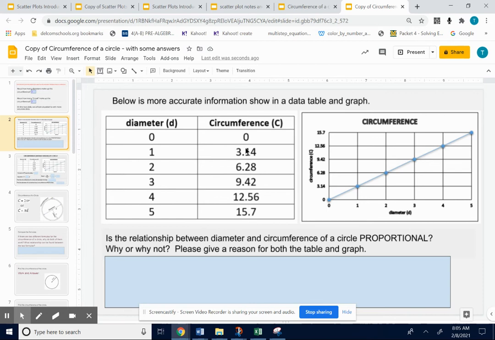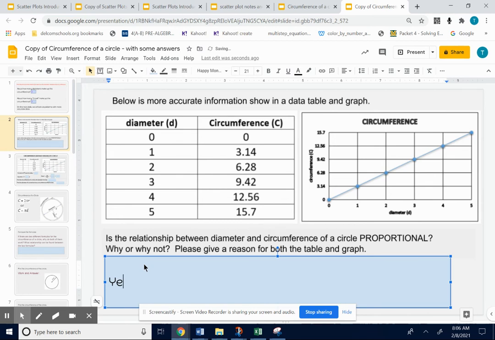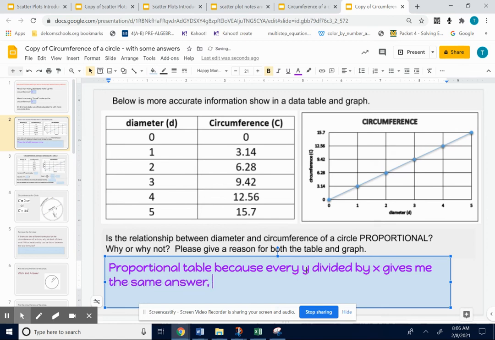This is proportional because in the data table, if you took 3.14 divided by 1, you get 3.14. If you take 6.28 divided by 2, you get 3.14. If you take 9.42 divided by 3, you get 3.14. And for the other two as well. So yes, proportional. I'm going to put proportional table because every, I'm going to use y divided by x instead of c divided by d because you're used to that. Because every y divided by x gives me the same answer, 3.14.